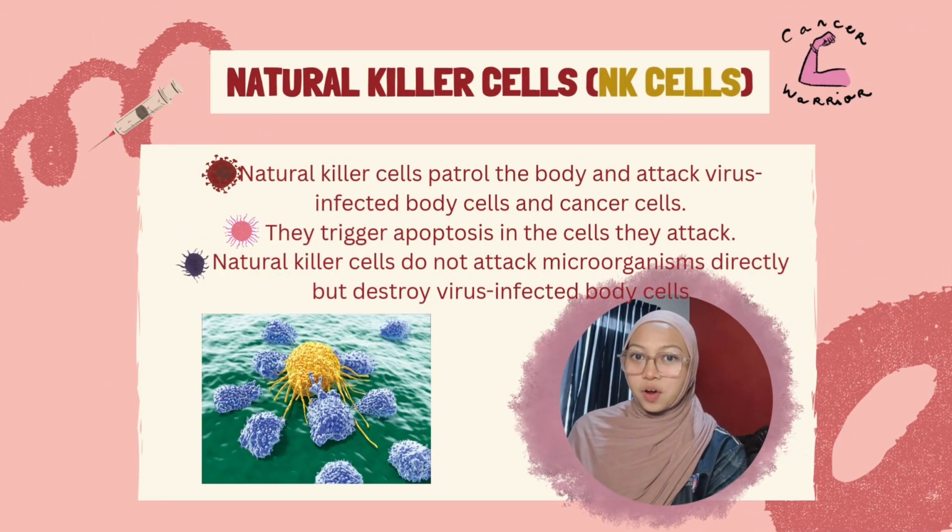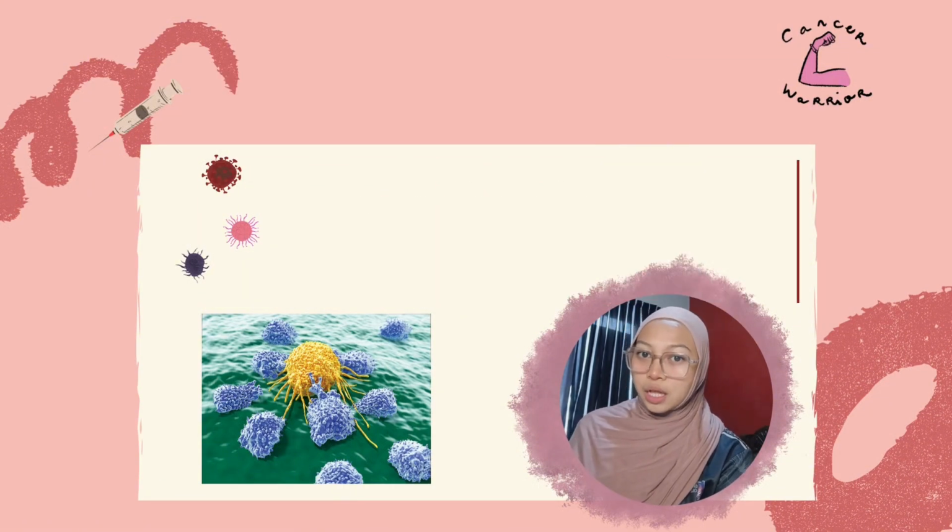Natural killer cells, or NK cells. Natural killer cells patrol the body and attack virus-infected body cells and cancer cells. They trigger apoptosis in the cells they attack. Natural killer cells do not attack microorganisms directly, but destroy virus-infected body cells.